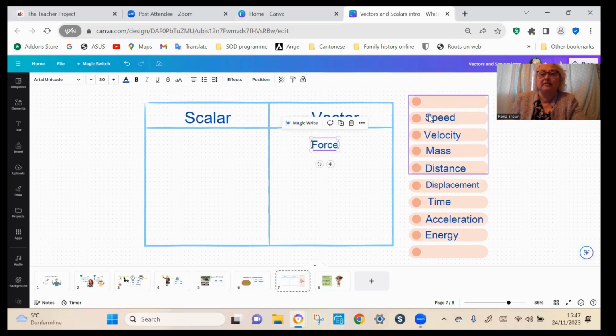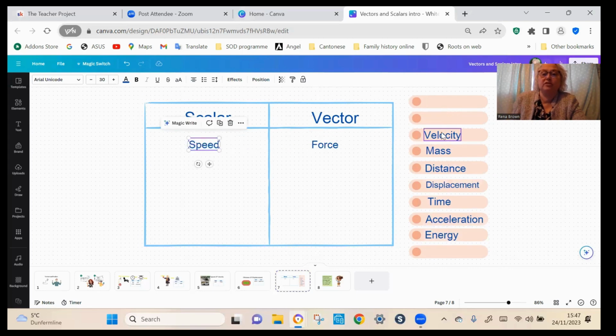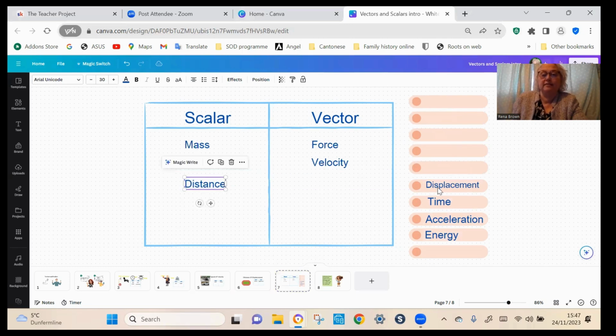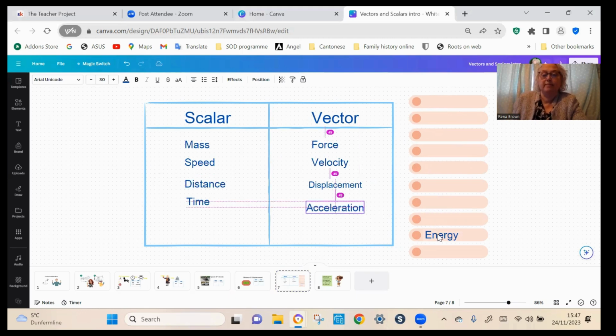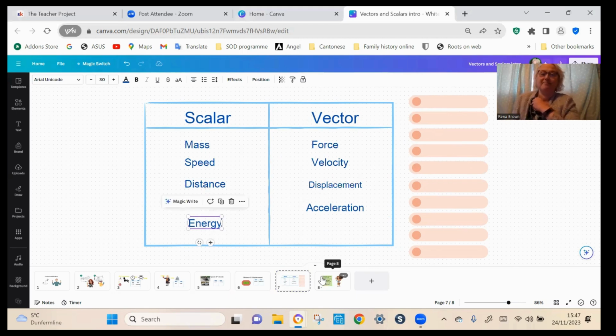Did you get force right? It's a vector. Speed is your scalar. Velocity is your vector. Let's put those two in the same line. Let's put mass with force. It's your scalar. Distance, scalar. Displacement, vector. Time, scalar. Acceleration, vector. And energy, scalar. Did you get them all right?